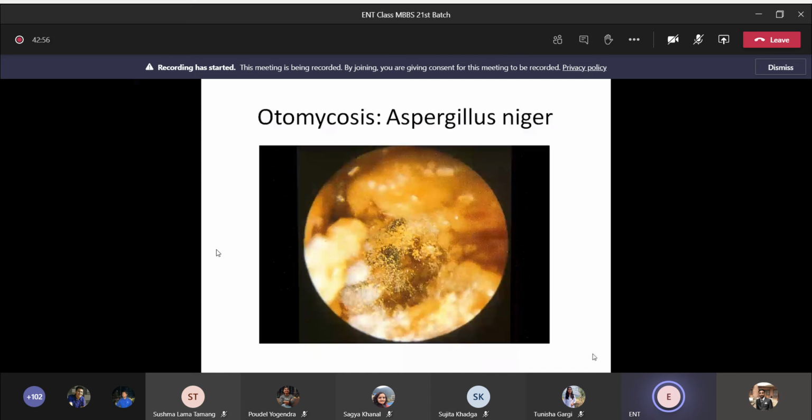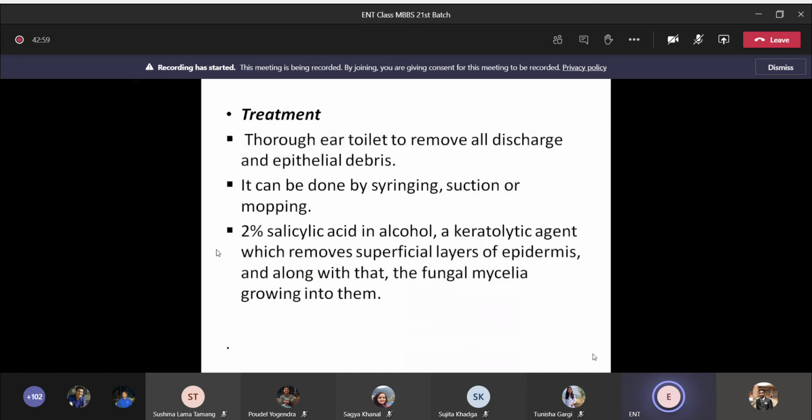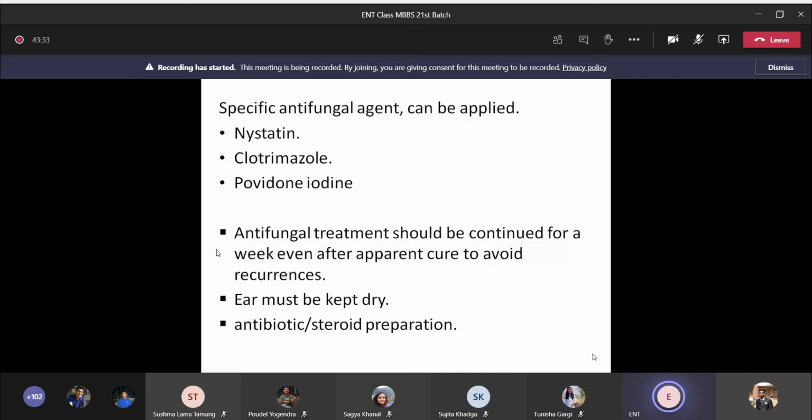Treatment: we need to do thorough ear toileting to remove all debris and epithelial debris. It can be done by syringing, suction or mopping. So first you have to remove whatever the fungal debris is present in the external auditory canal, and after that you give 2% salicylic acid in alcohol, which is a keratolytic agent that removes superficial layers of epidermis. Along with that, the fungal mycelia growing into them will also be removed. Specific antifungal agents can also be applied. You can get ear drops of clotrimazole. Okay, you can also give nystatin or povidone.